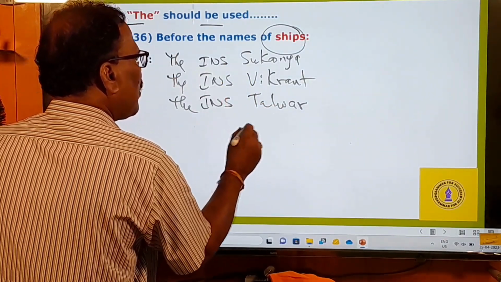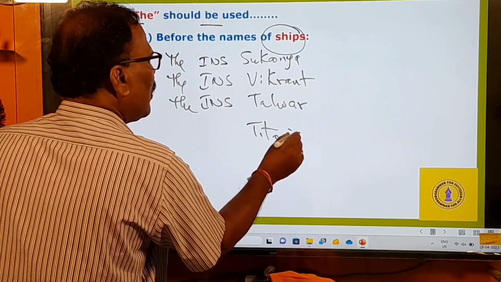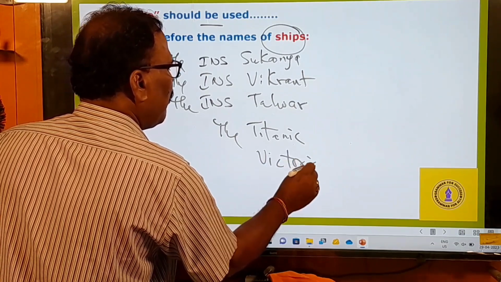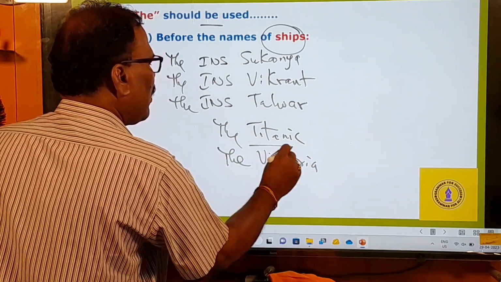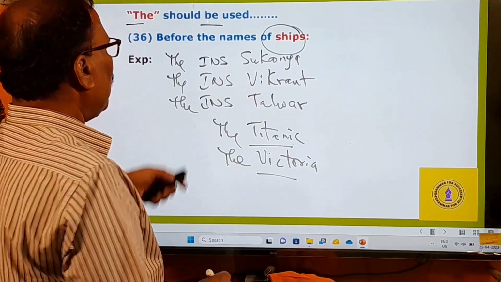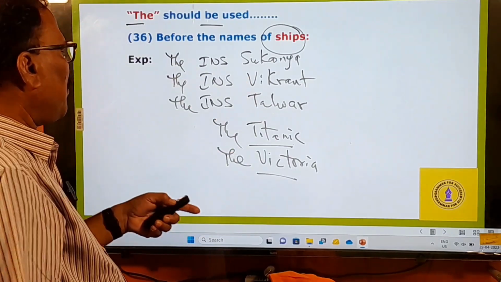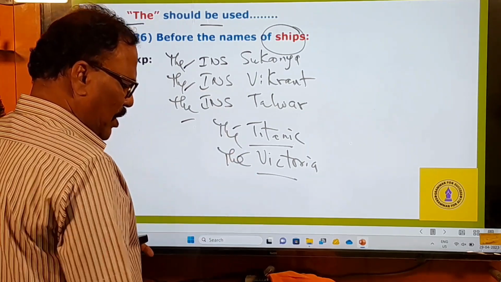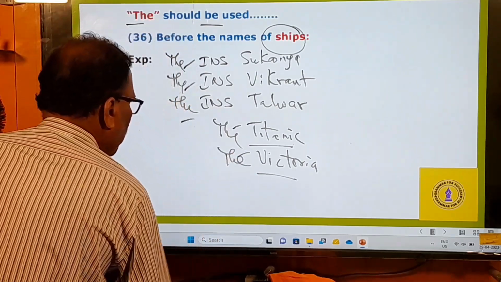And the international ones: the Titanic, the Victoria. In this way, these are all the names of ships. Before them, you must use the definite article, right? And now let us see the examples.